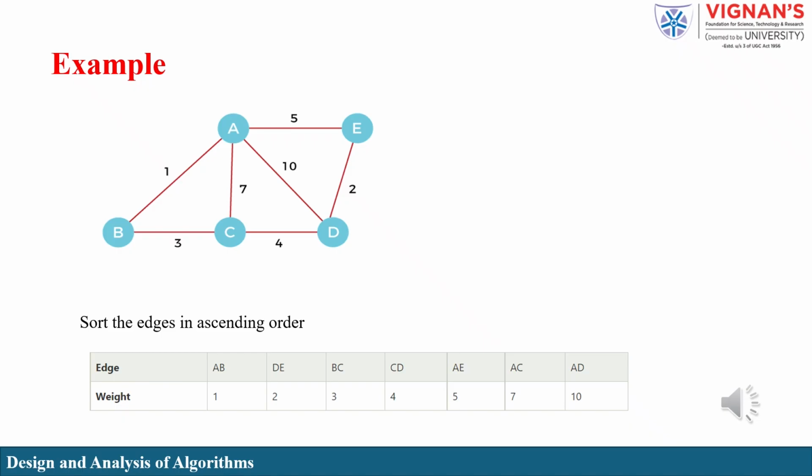Select AB 1, no cycle, include it. Select DE 2, no cycle, include it. Select BC 3, no cycle, include it. Select CD 4, no cycle, include it. Now the spanning tree has |V|-1 = 4 edges, so stop the process. The selected edges form the minimum spanning tree, MST, with minimum total weight.